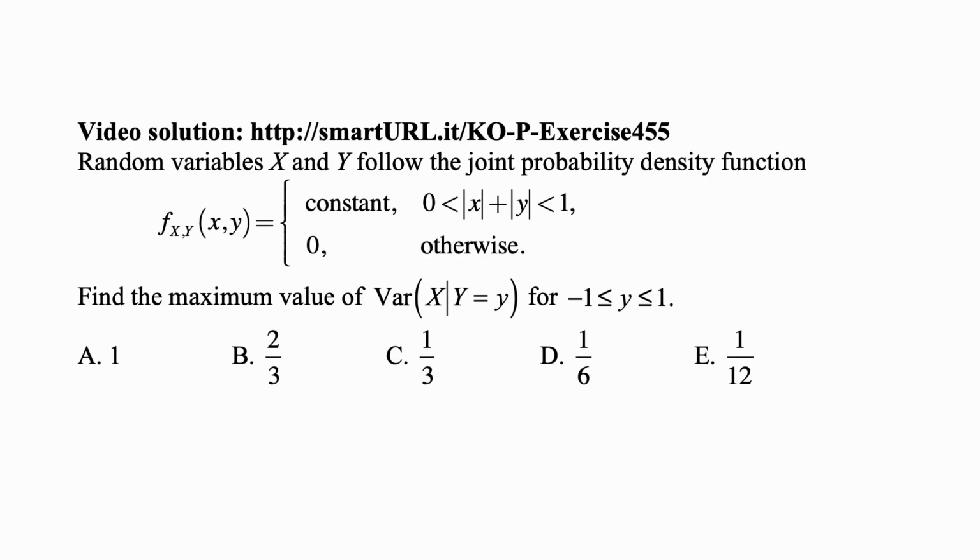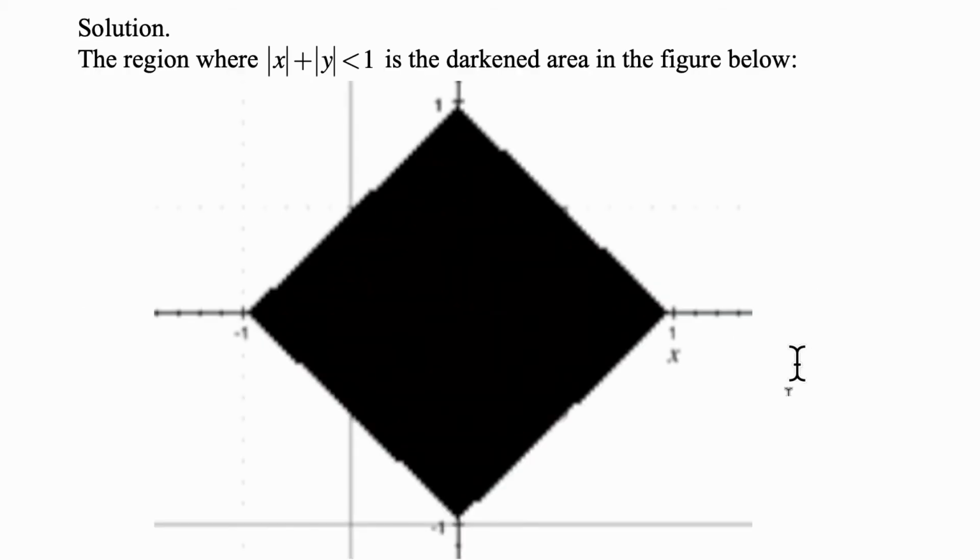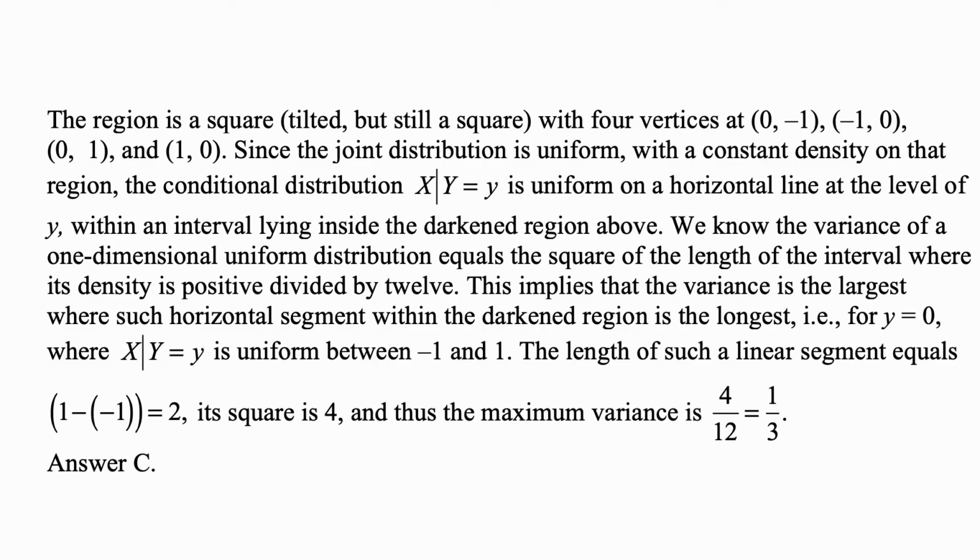And the conditional distribution that we're looking at, let's just recall what. So here it is. It's x conditional on y equal to y. You pick a value of y, you draw a line like this, where all the values of y are equal to that value. And we have distribution on that line segment within that square for the specific value of y. Okay, the conditional distribution x conditional on y equal to y is uniform on a horizontal line at the level of y within an interval lying inside the darkened region that I showed you. We know the variance of a one-dimensional uniform distribution equals the square of the length of the interval where its density is positive divided by 12.